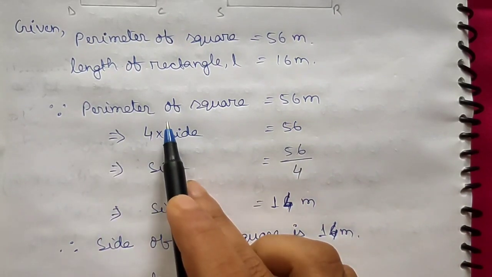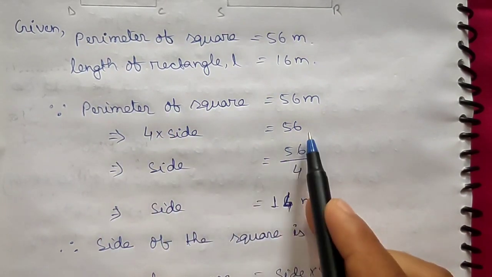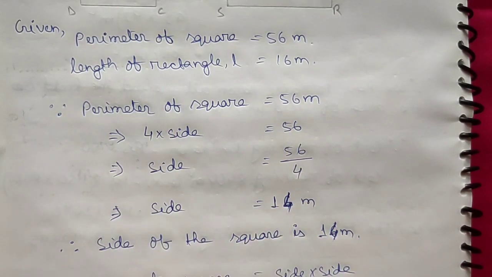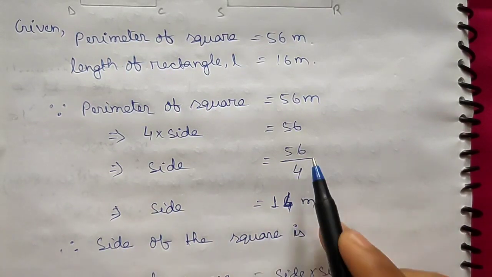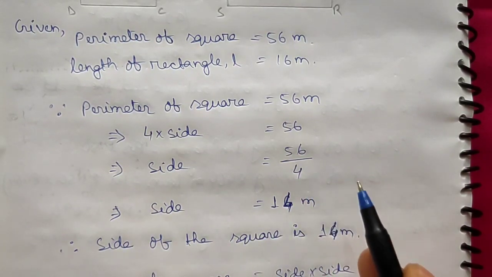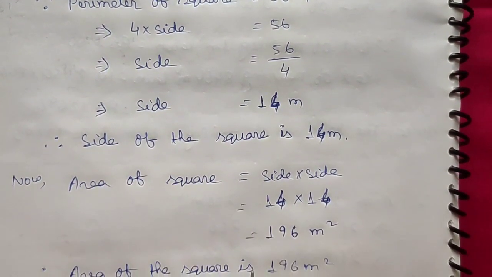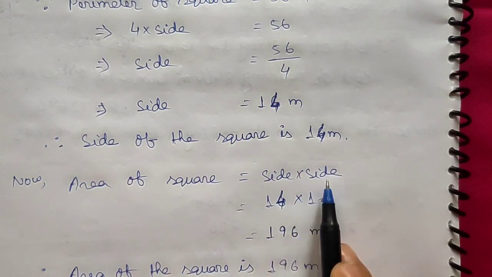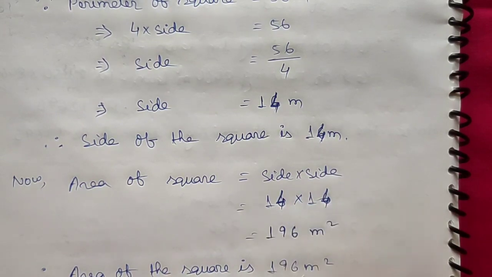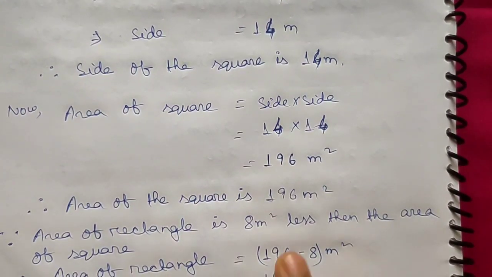Now since the perimeter of the square equal to 56 meter, we know the perimeter of a square is 4 into side equal to 56. Now as there is multiplication, if we change the side, it will be divide. So side equal to 56 divided by 4. Okay, so 56 divided by 4 is 14 meter. Therefore, the side of the square is 14 meter. Now what we have to find? We have to find the area of the square. Area of the square equal to side into side, so that is 14 into 14 equal to 196 meter square. So the area of the square is 196 meter square.